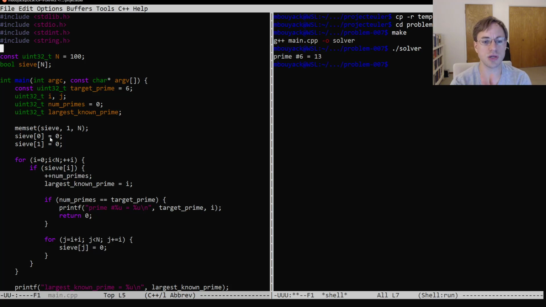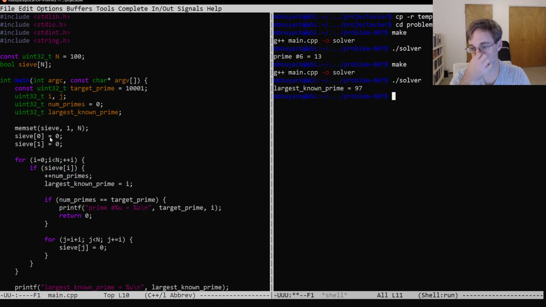Okay, so we don't actually know what value of n we need in order to get our target prime. If I just put in 10,001 here, obviously when I run this, the largest prime less than 100 is going to be 97. And so obviously we didn't find our 10,001st prime.